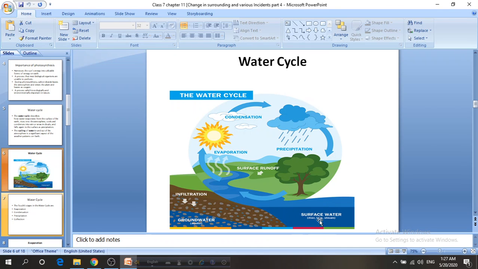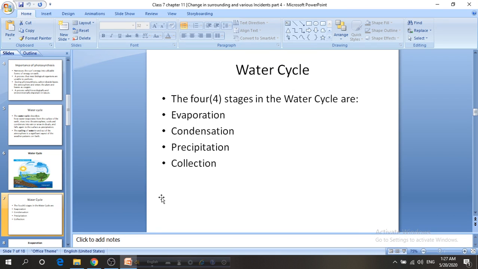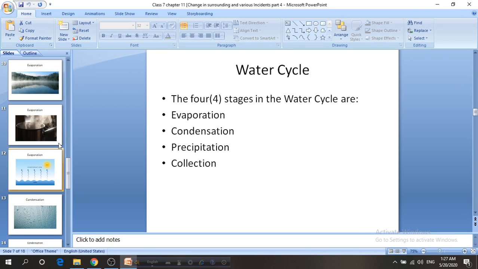And here are also the keywords surface water and groundwater. How water is stored as groundwater or surface water. We are going to discuss this. So the main four stages in the water cycle are evaporation, condensation, precipitation and collection.